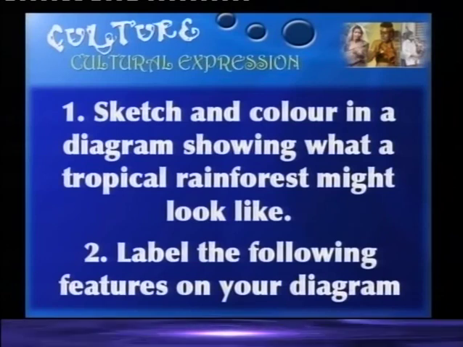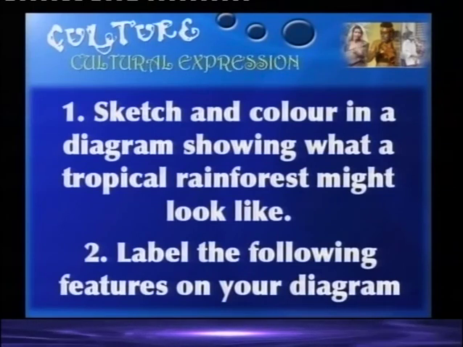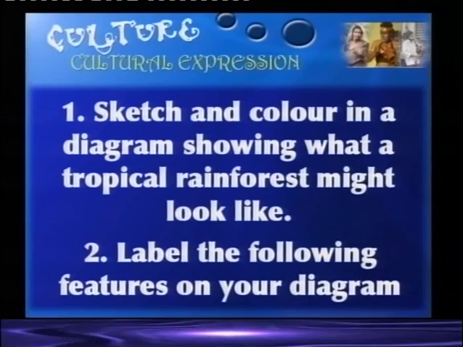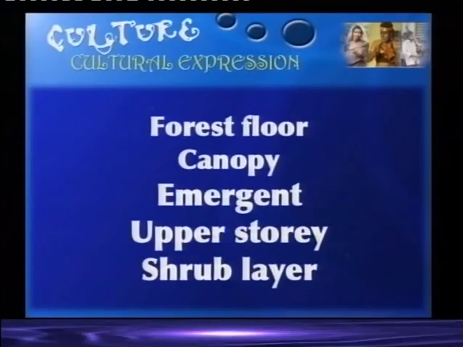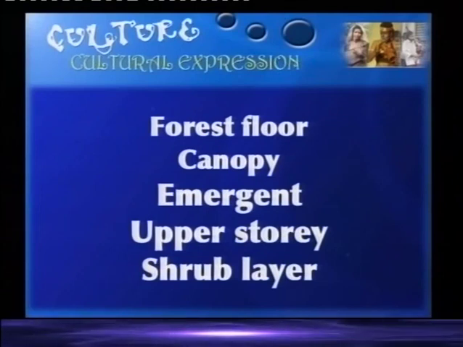Number one, what you're going to do is draw a simple diagram of a rainforest. Okay? Simple diagram of a rainforest. If you have colors, please, later on you can color your rainforest. Okay, number two, after that, you're going to label the following features on your diagram. Forest floor, canopy, emergent, upper story, shrub layer. All those features, you're going to label onto your diagram or your picture that you've drawn.